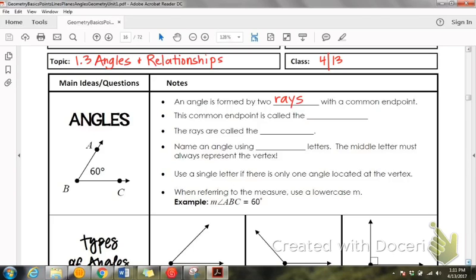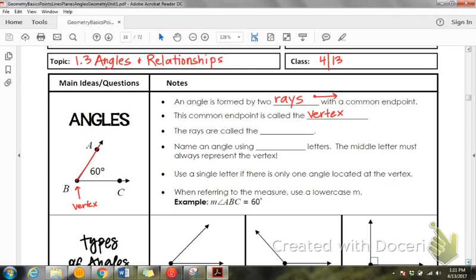So an angle is formed by two rays. R-A-Y-S. And a ray is a part of a line that has an endpoint and then an arrow on the end. That's a ray. So an angle is formed by two rays with a common endpoint. That common endpoint is called the vertex. If you were in Algebra 2 with me, vertex should sound familiar. It's the starting point. In this diagram, B is the vertex.